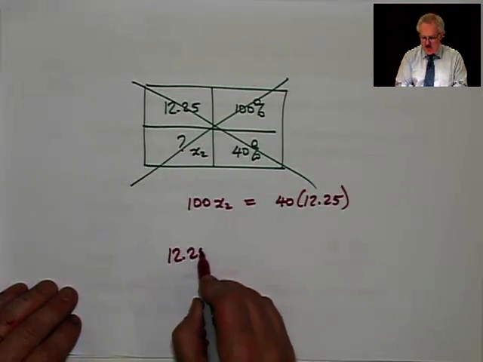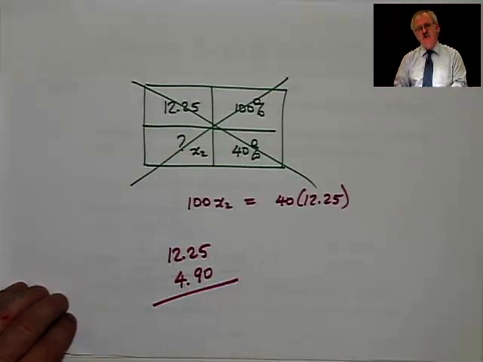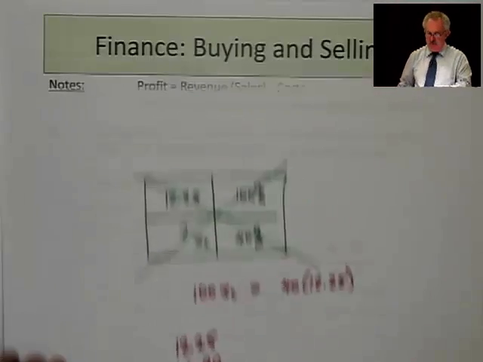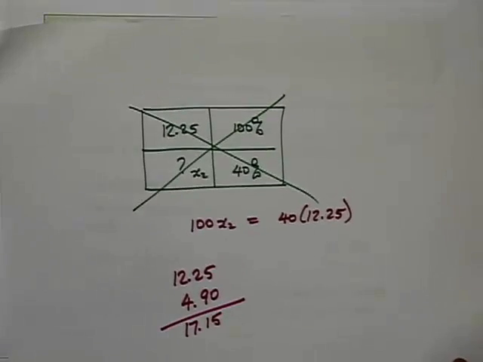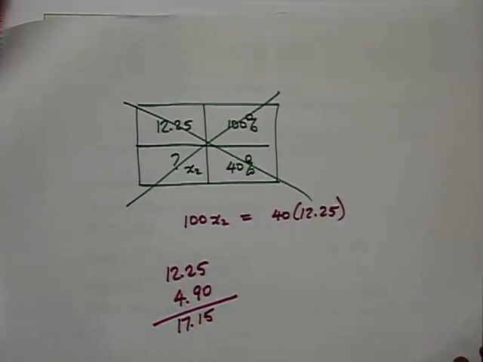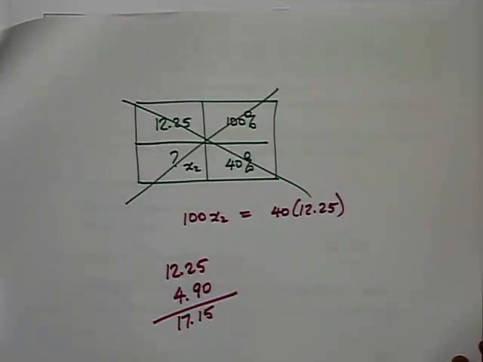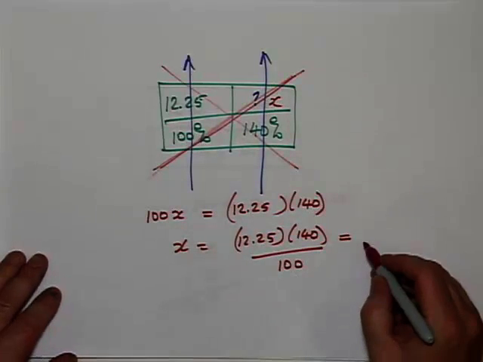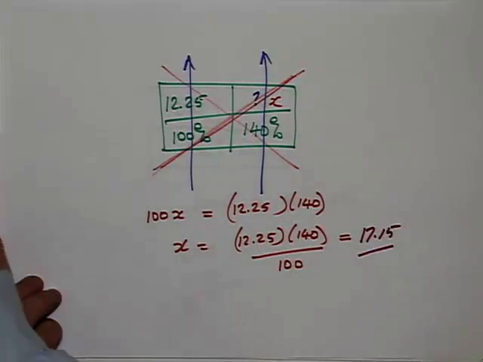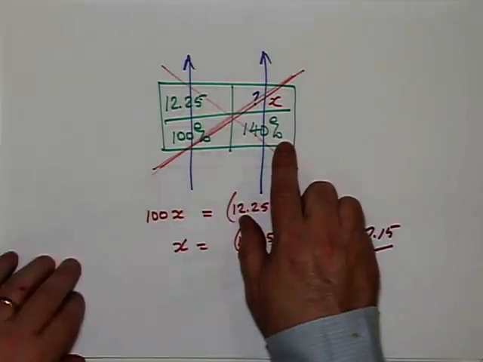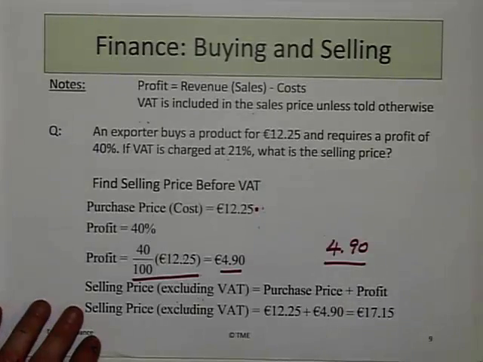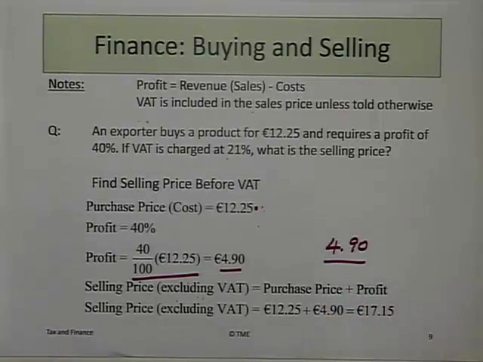So 12.25 was the original price, 490 is the profit, and you can add those two together. Adding those two together, you get 17.15. If we went back and did it this way, 12.25 x 100 and 140, done the calculations, we would have got 17.15. So either way, whether we're looking at 140% of something, or 40% that we add on, we're looking at 17.15 required to make the profit we're looking for.